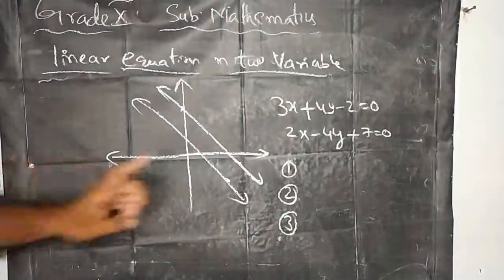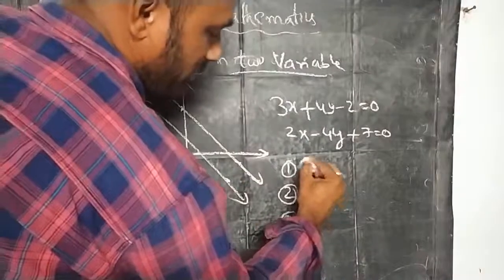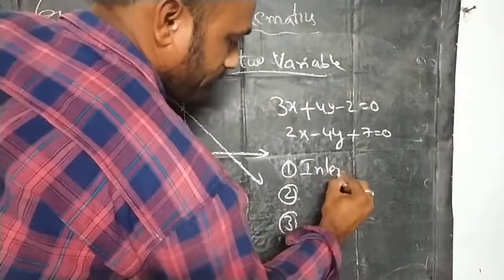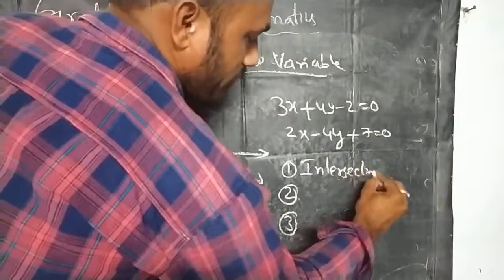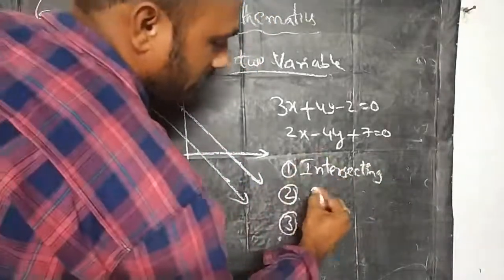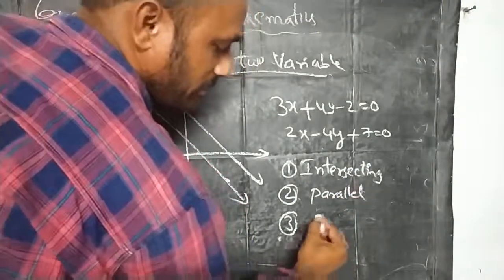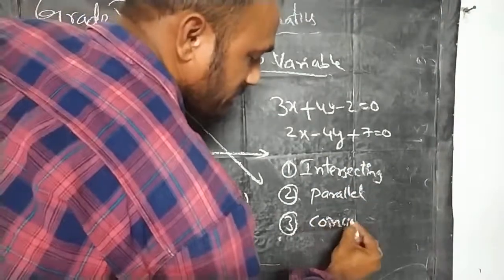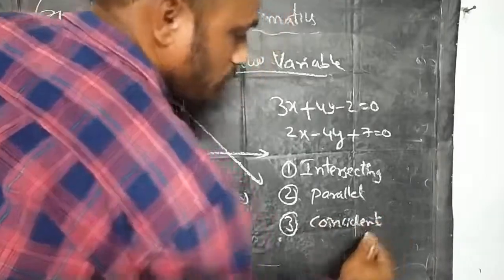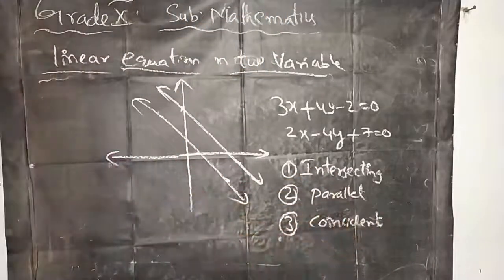So totally 3 cases are possible: first, second and third. The first, it may be intersecting lines. Second, it may be parallel lines. The 2 lines may be parallel. The third, it may be coincident lines. So totally 3 cases are possible: intersecting lines, parallel lines and coincident lines.